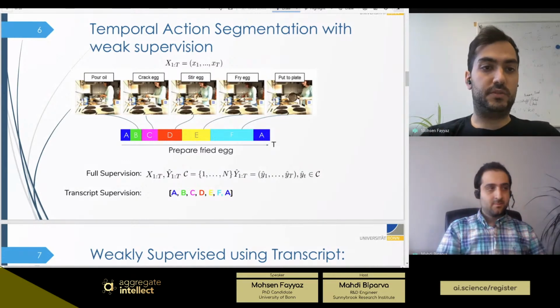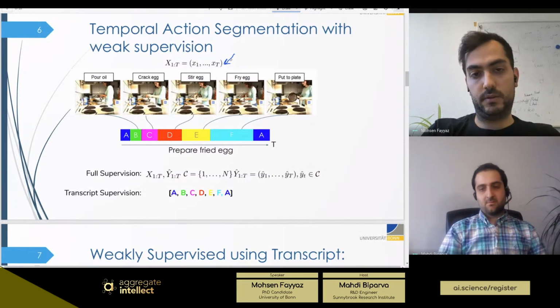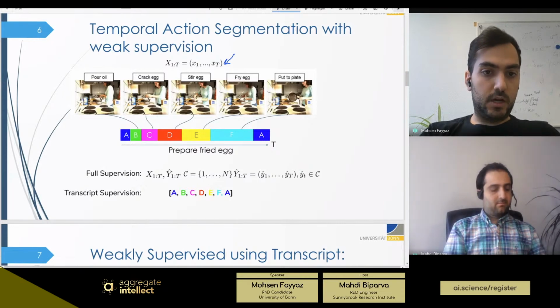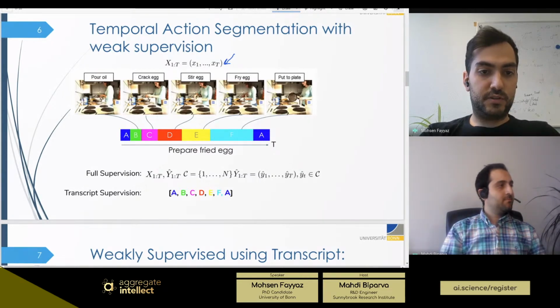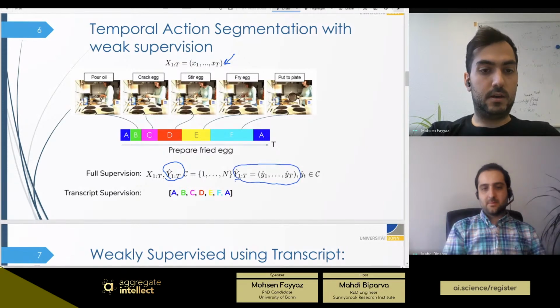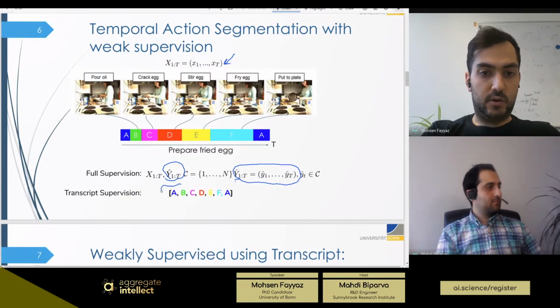So we say we have this video we talked about. We have these frames, X input is given. But for the actions, in the full supervision model, we had this Y, and Y was the labels for every frame. However, in transcript supervision, we only have the ordered sequence of the actions.